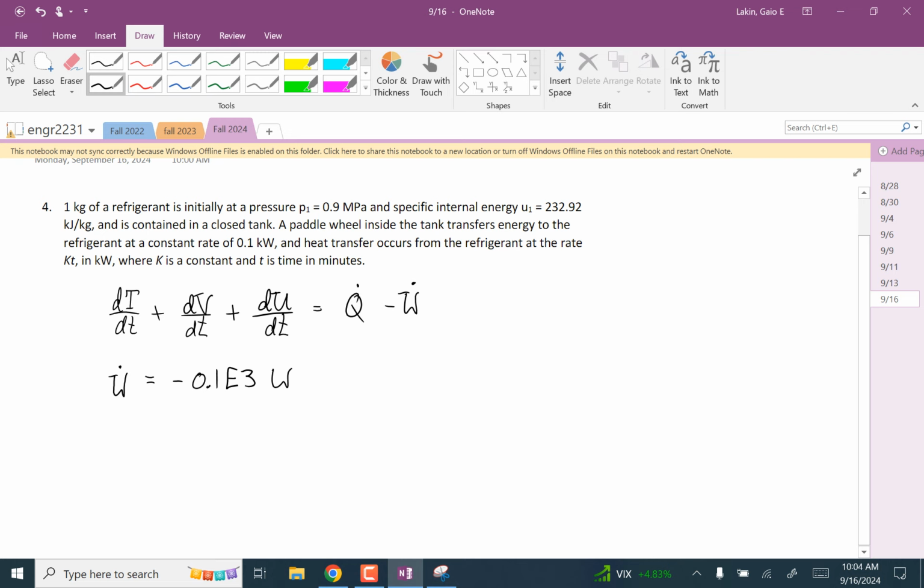Our starting internal energy is this times the mass of 1 kilogram. It's in kilojoules, and I think that might be what tripped me up. So 232.92 times 10 to the third joules.